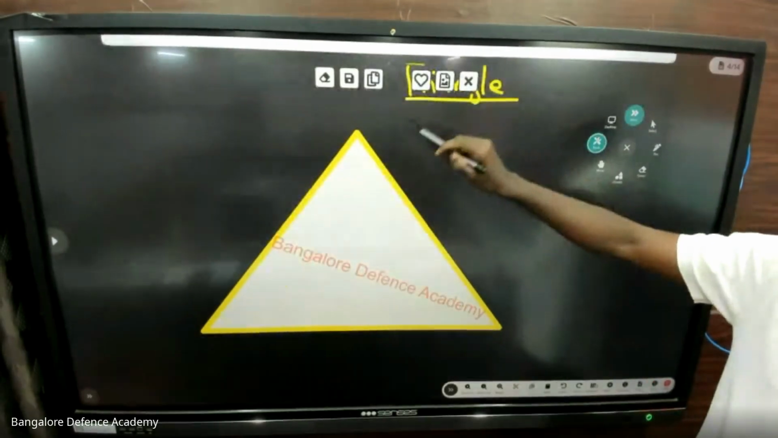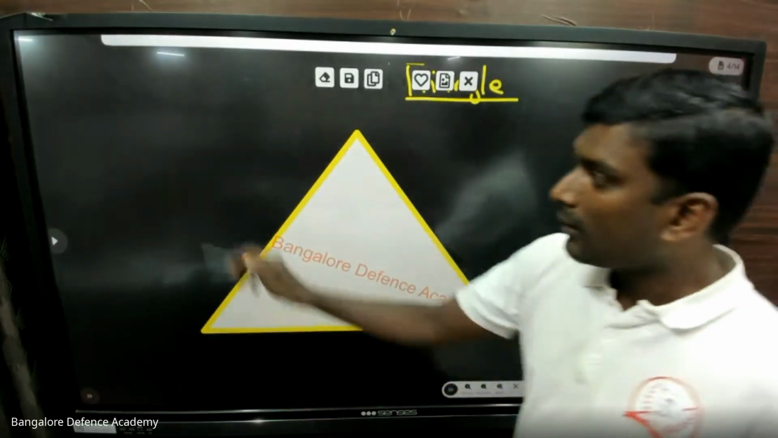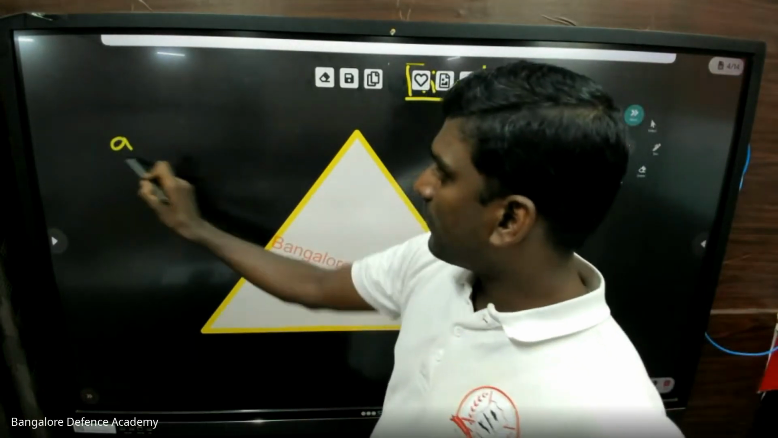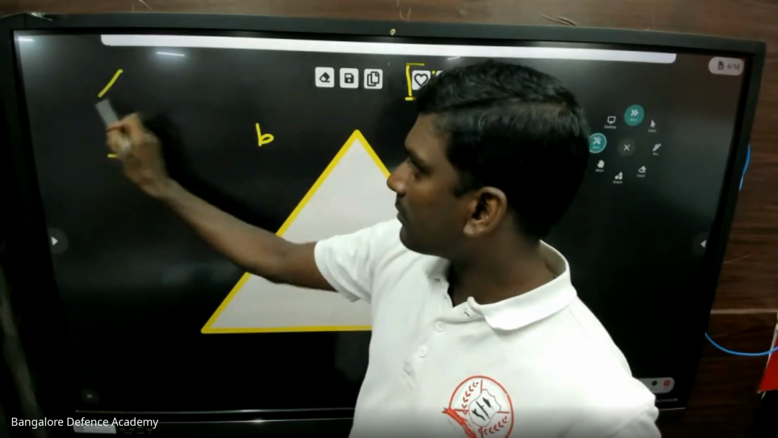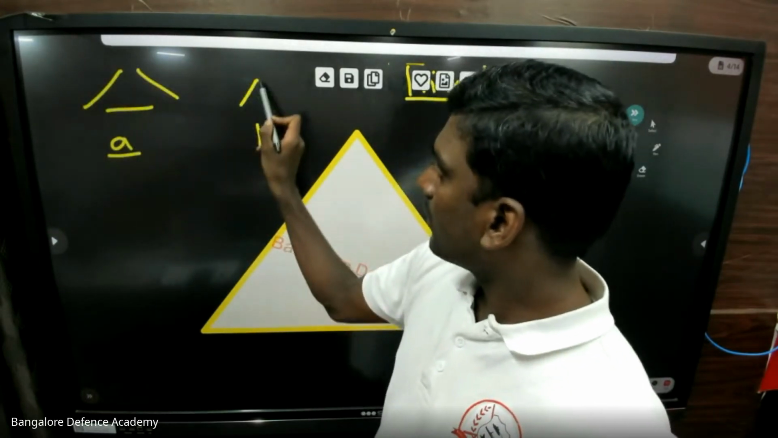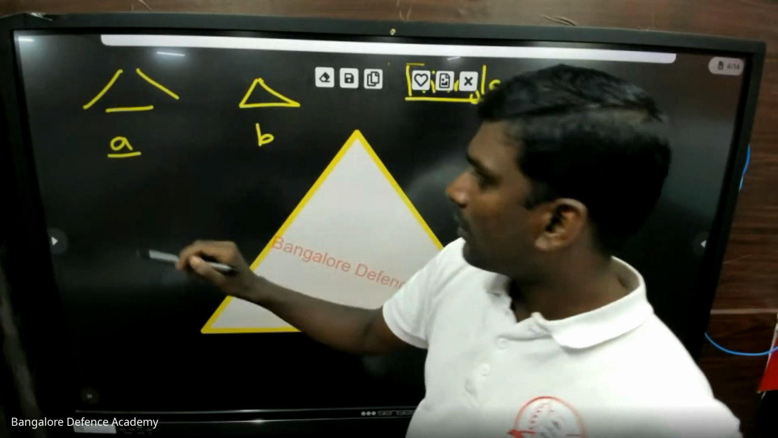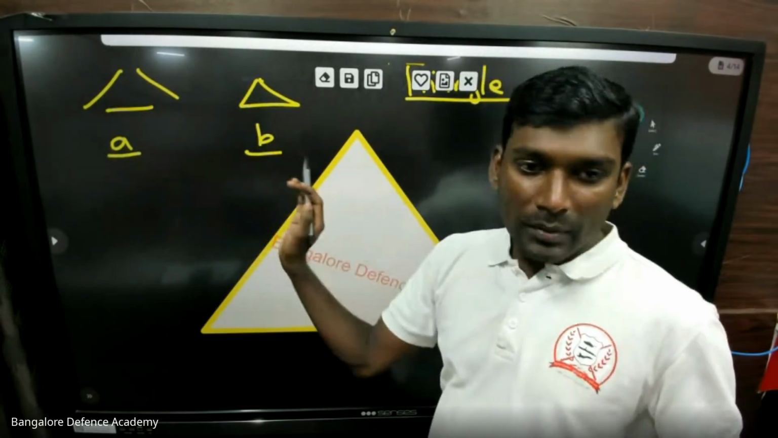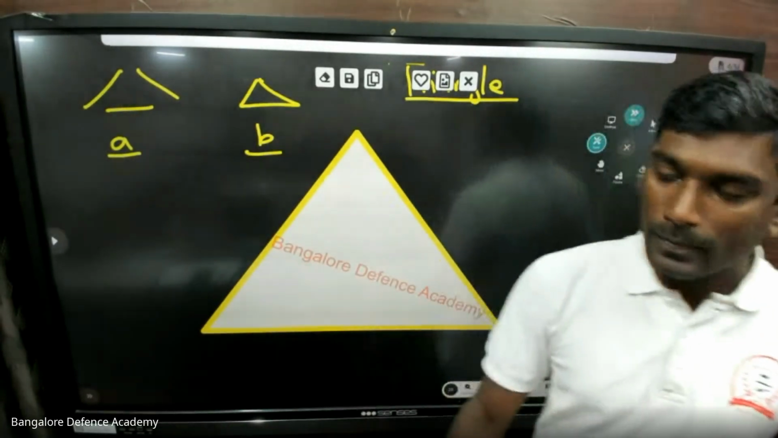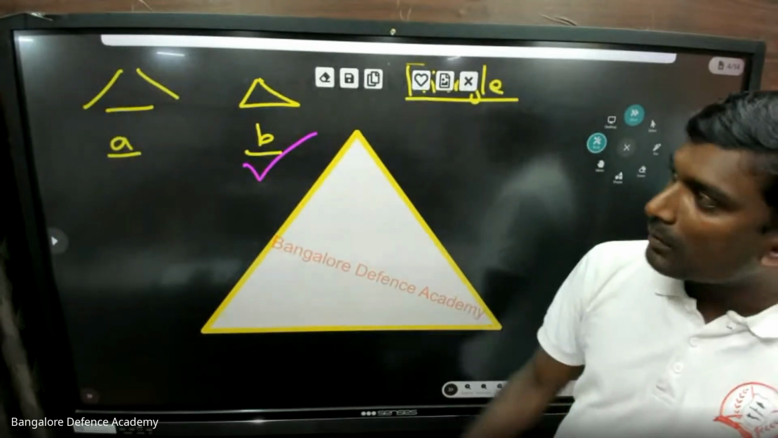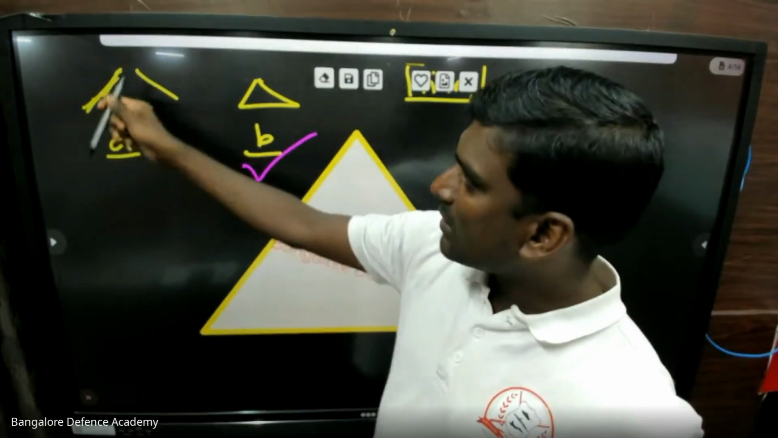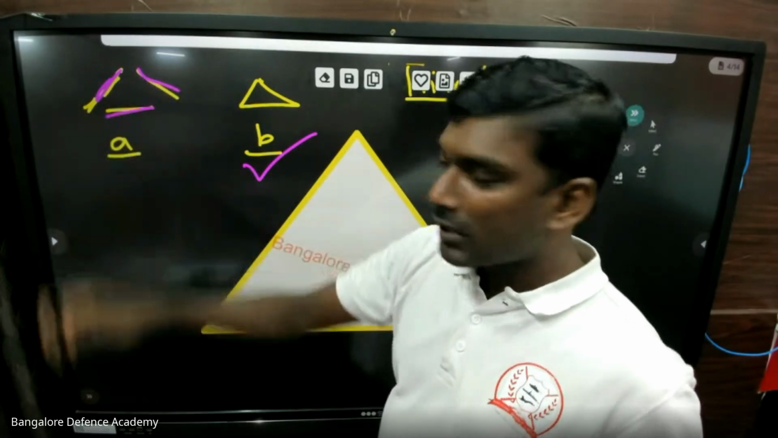Okay, look at this now. Eyes on the screen. I'll give you time to write. I am drawing a figure A and a figure B. Imagine this is one figure and this is one figure. Which one of A or B is a triangle? Sir, B. B is a triangle. Why do you say B? Because here the sides are not joining each other.